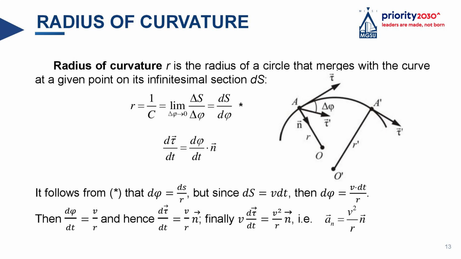The rate of the tangent direction change can be expressed as the product of the rate of change of the angle by the unit vector showing the direction of change of the angle. d tau over dt is equal to d phi over dt n, where n is a unit vector directed perpendicular to the tangent tau at a given point, so it means along the radius of curvature to the center of curvature.